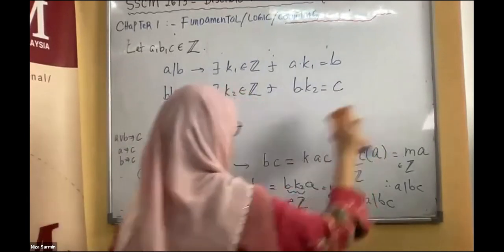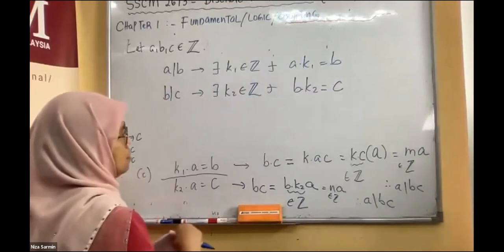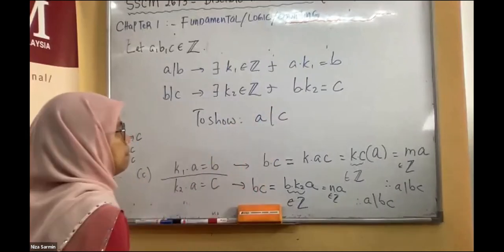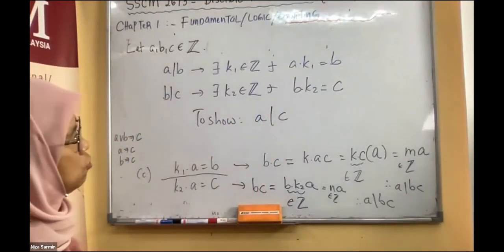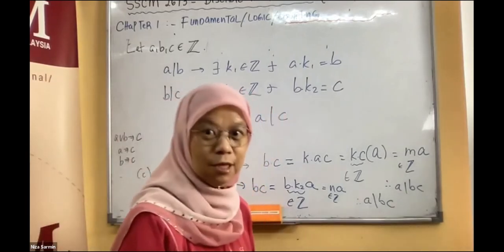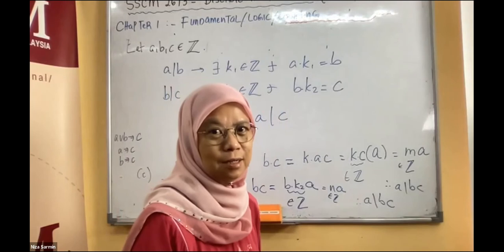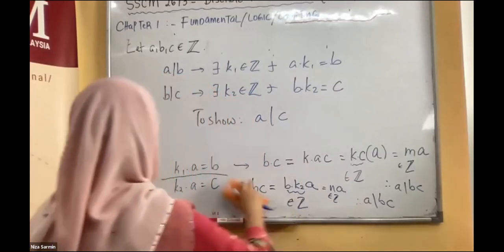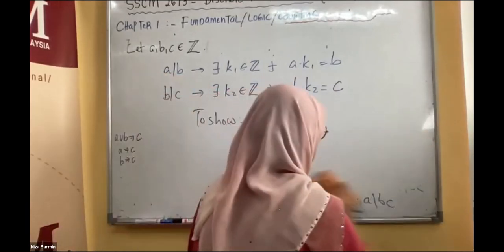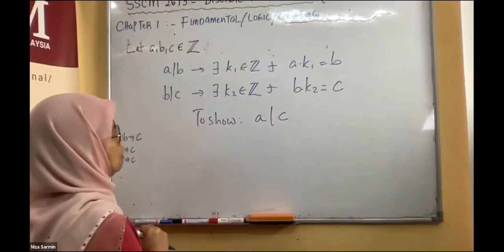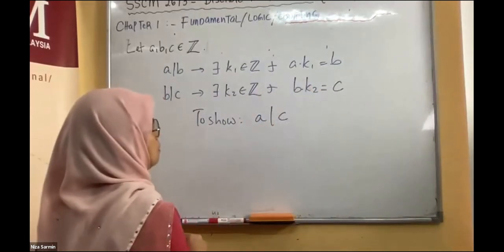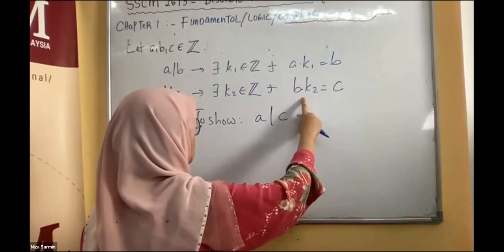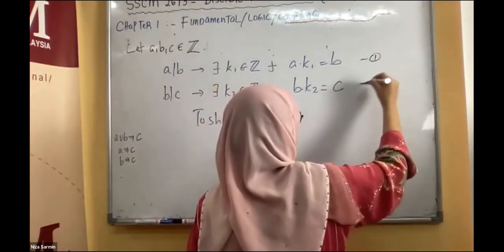Then you want to show A divides C, right? To show A divides C, meaning you have to multiply A by something, integers equal to C, right? But you can see you don't add, you don't subtract, but you can replace, right? So, okay, so from here, you can replace, right? Okay, call this one, call this two.